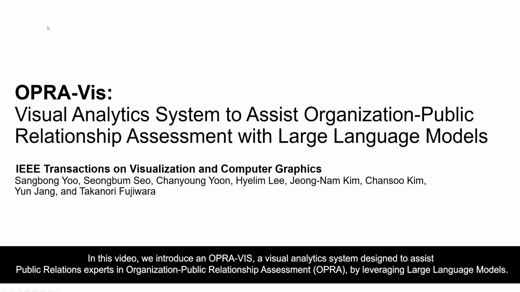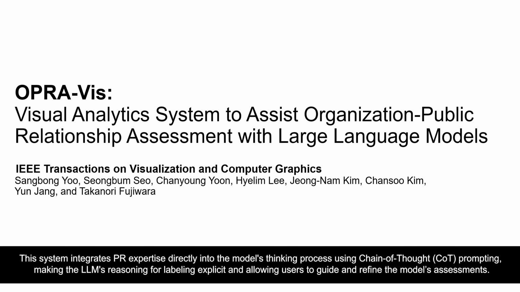In this video, we introduce OPRA-Vis, a visual analytics system designed to assist public relations experts in organization-public relationship assessment by leveraging large language models. This system integrates PR expertise directly into the model's thinking process using COT prompting, making the LLM's reasoning for labeling explicit and allowing users to guide and refine the model's assessments.